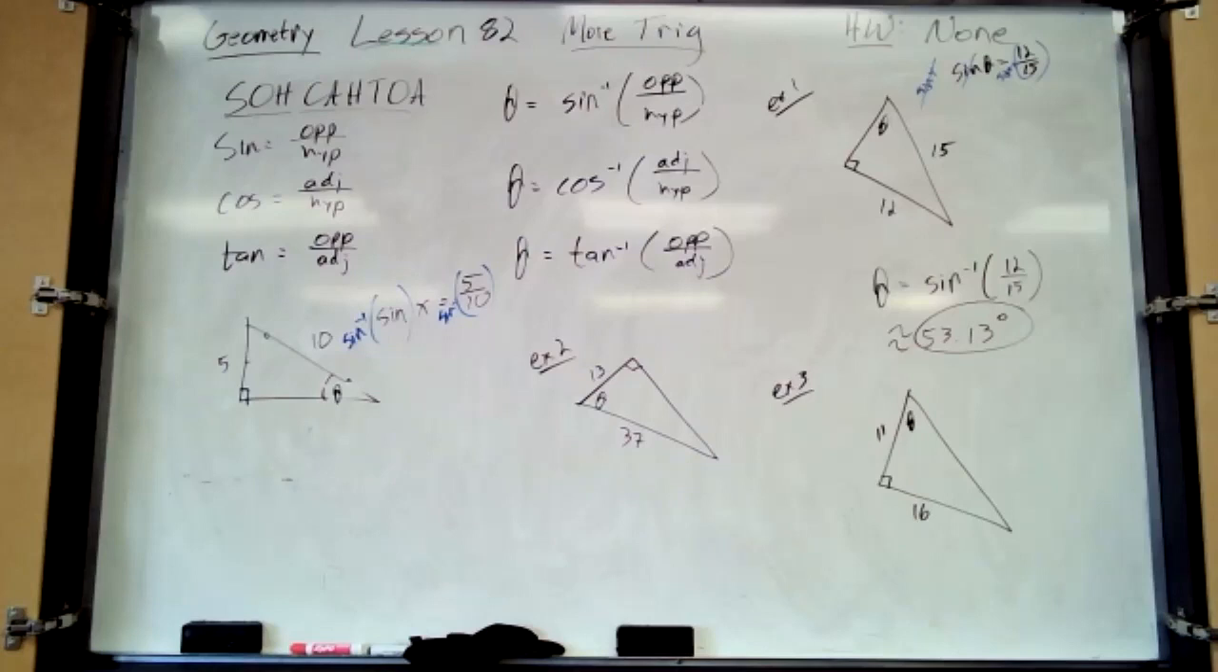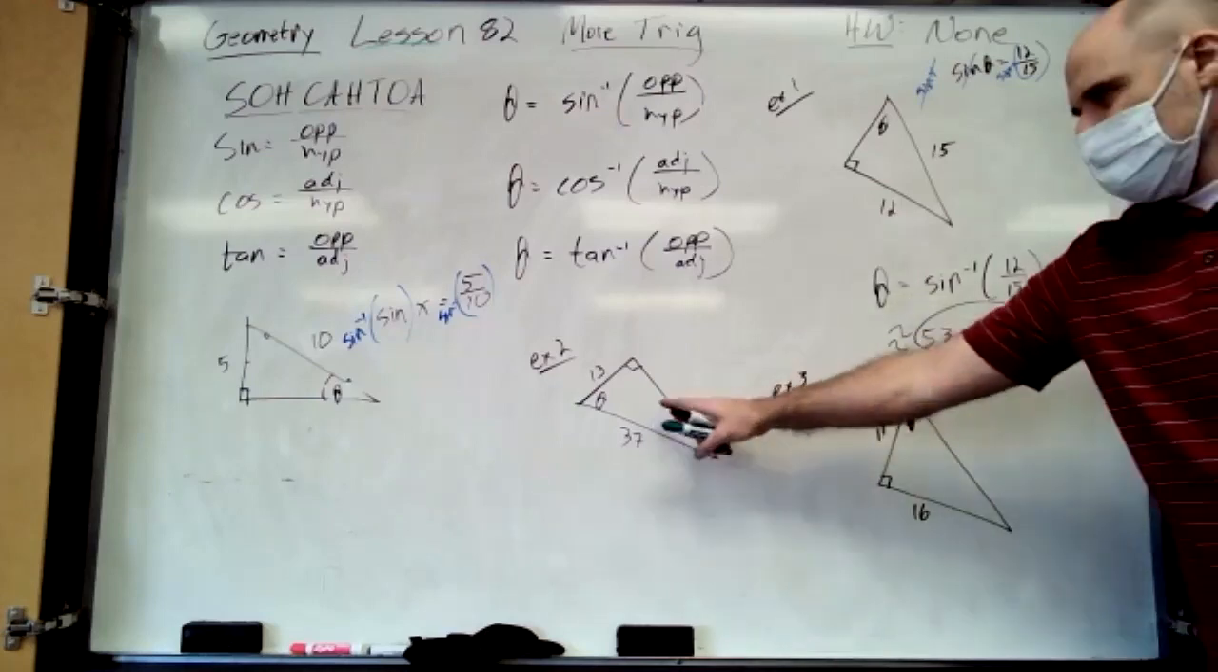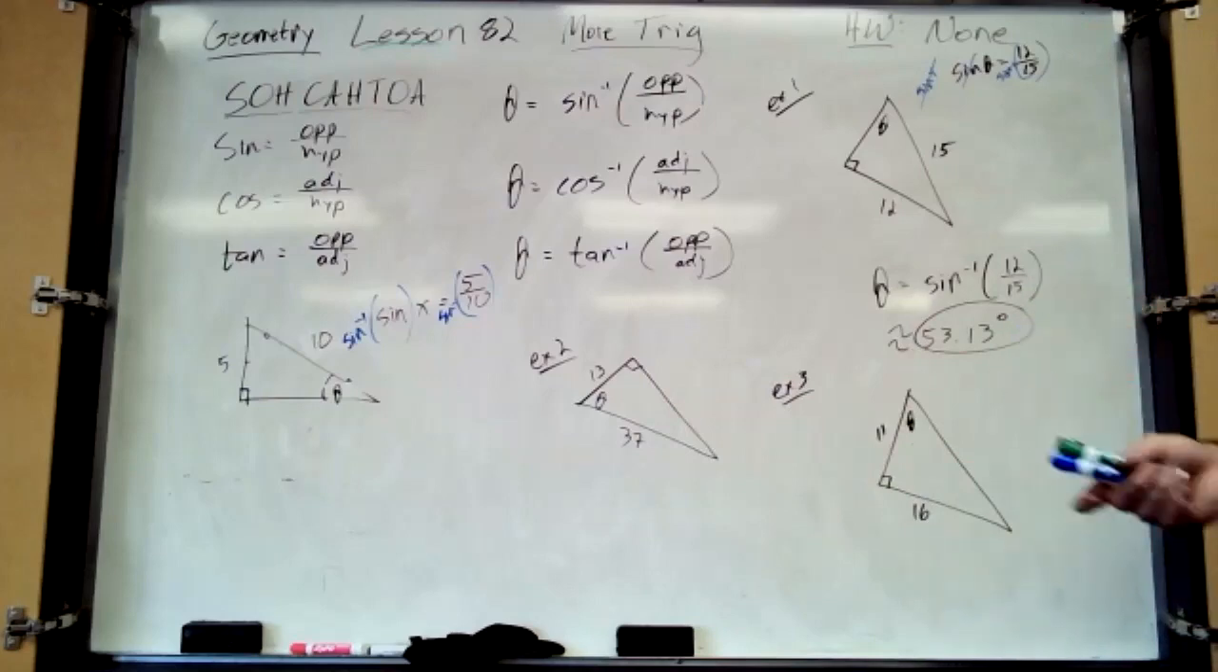Wait, which one are we doing? Well, example 2 and 3. So you're finding theta. You see where theta is on example 2, that bottom left, or the left one. And then in example 3, it's that top angle. What are we doing? Example 2 and 3. So find theta. Same thing as I just did. Yep, except you're not going to use inverse sine. You're going to use something else.